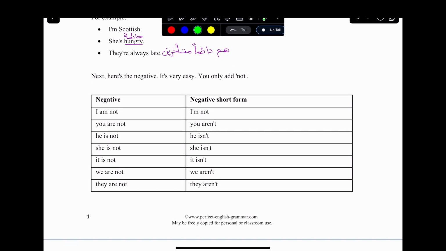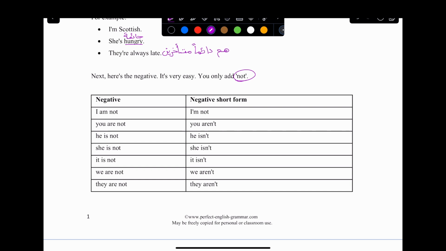Now next, here's the negative. It's very easy, you only add not. So عندما نريد أن ننفي الجملة أو الكلمة فقط نضيف not. So نضيف not بعد verb to be. So I am not.